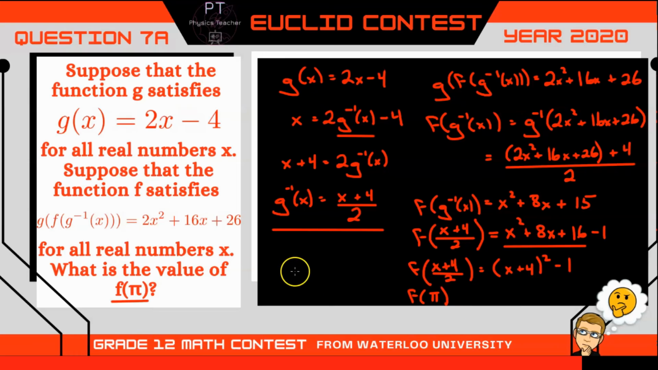Now I can replace x plus 4 over 2 with pi, or I can simply replace x plus 4 with 2 pi. So when I do that, I will get 2 pi squared minus 1, or 4 pi squared minus 1. So the answer: 4 pi squared minus 1.